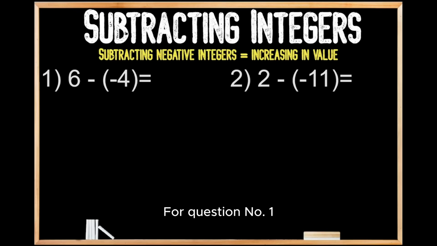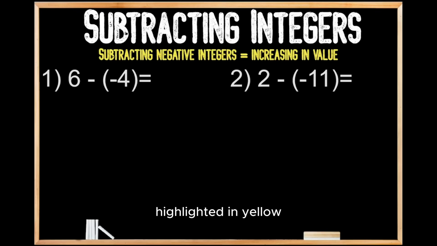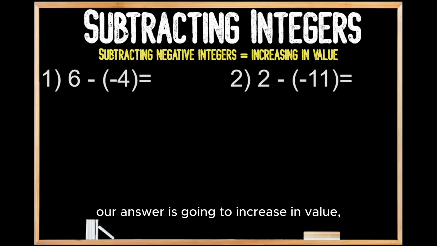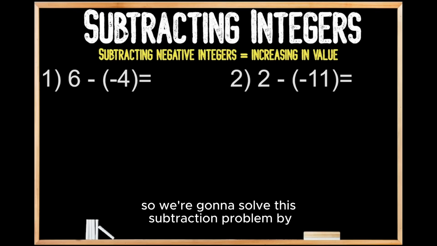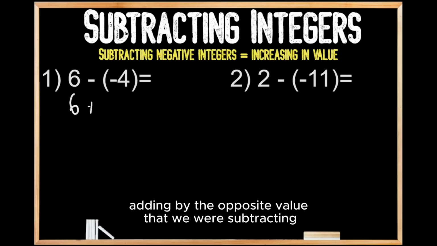For question number 1, we're being asked to subtract negative 4 from 6. And as we can see up top here highlighted in yellow, whenever we're subtracting negative integers, our answer is going to increase in value. So we're going to solve this subtraction problem by adding the opposite. So our 6 is going to remain a 6, but instead of subtracting, we're now going to be adding by the opposite value that we were subtracting.